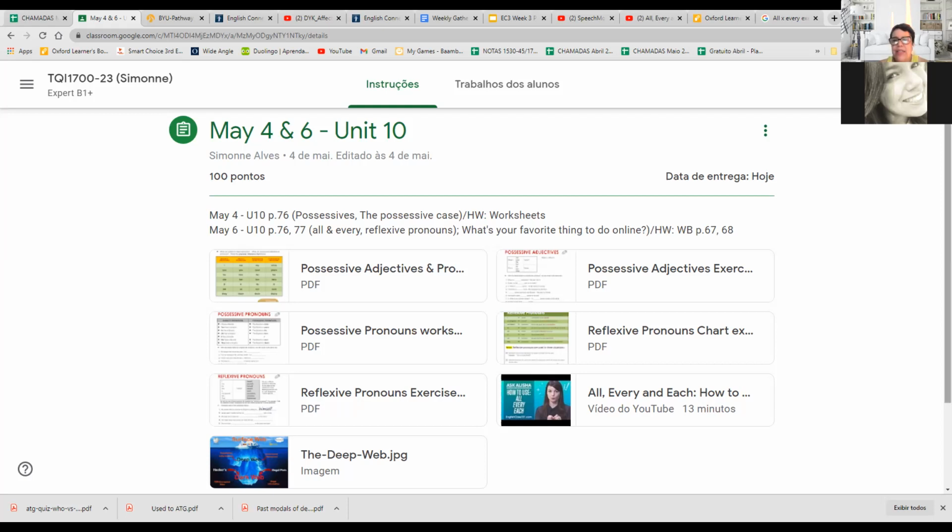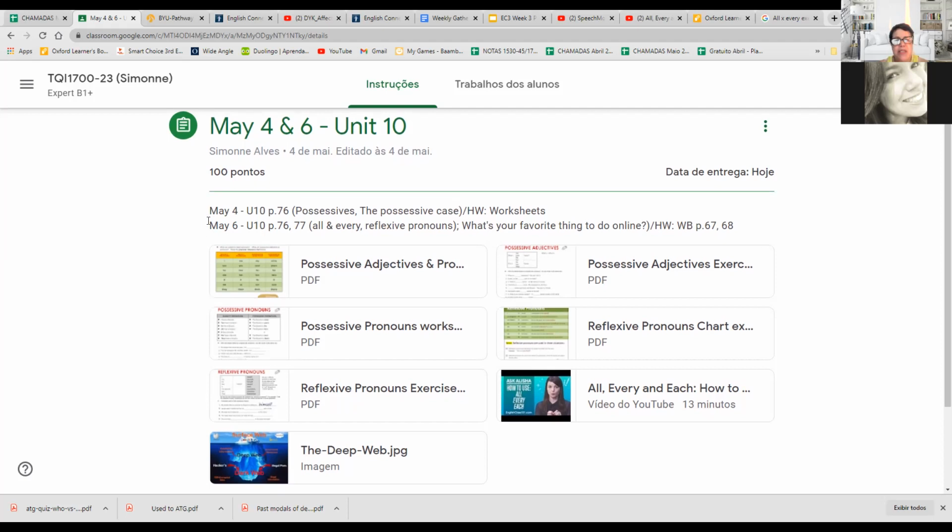So let me show you the topics for our class today. Today is May 6th, and we are moving on with Unit 10, right? Today we are going to do pages 76 and 77, but it's only half of page 76, because the other half we have already done. We are going to see the words that we use to quantify something. They are actually pronouns: all, every, and also each. And then some reflexive pronouns, all right? So let's go to a video first to introduce the idea of all and every so you can see how easy it is to use.